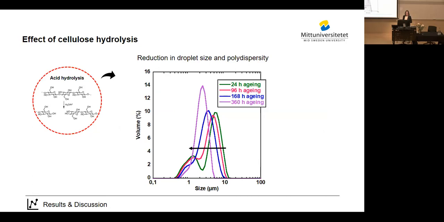The effect of hydrolysis was also seen to have an effect on the sizes of the droplets formed. So shorter chains are able to form smaller droplets, and also the size distribution becomes much narrower and less polydisperse.